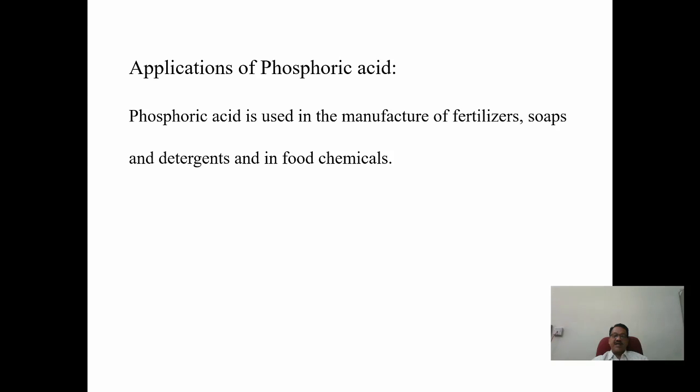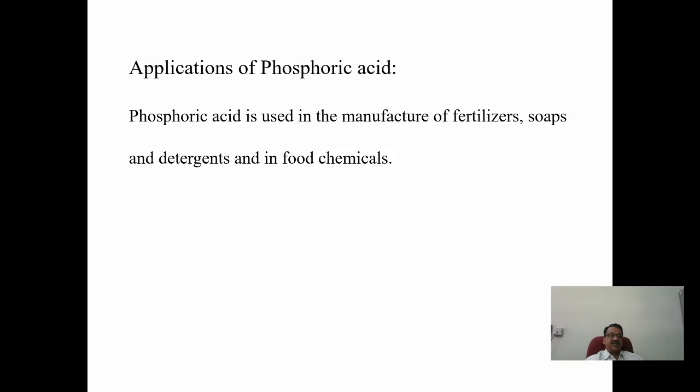Next, we see the applications of phosphoric acid. Phosphoric acid is used in the manufacture of fertilizers. It is also used in the production of soaps and detergents and in food chemicals. In India, 90% of the phosphoric acid produced goes to fertilizer production.